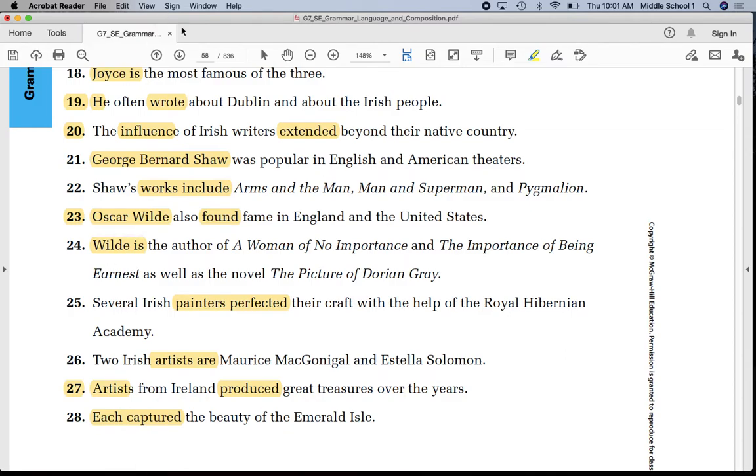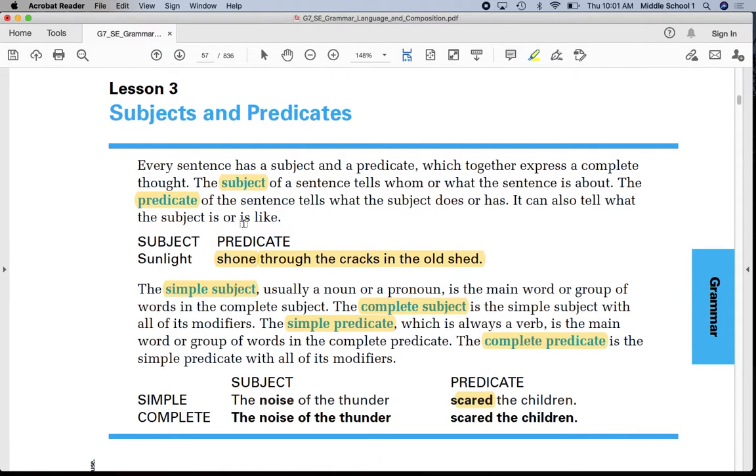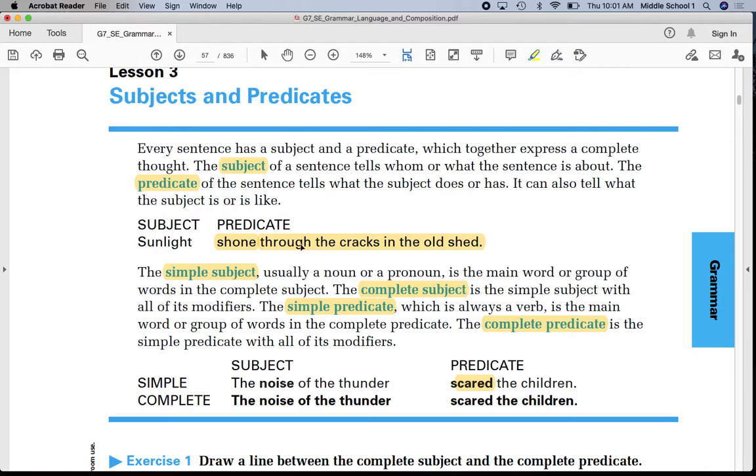My takeaway for today is sentences have subjects and predicates. Everything that goes along with the subject is called the complete subject. Everything that goes along with the predicate, including an adverb that might come before the word, is called the complete predicate. Today's IXL practice deals with simple subjects and simple predicates. Tomorrow's IXL practice deals with complete subjects and complete predicates.